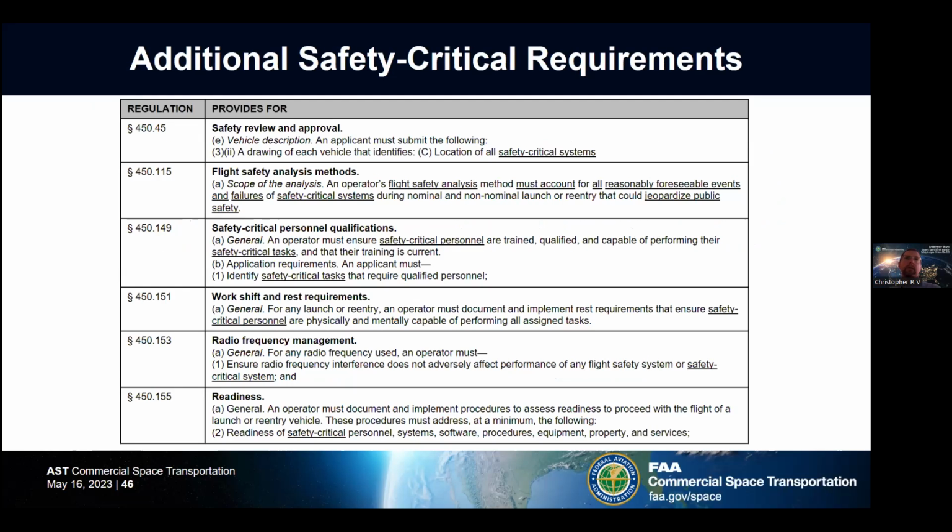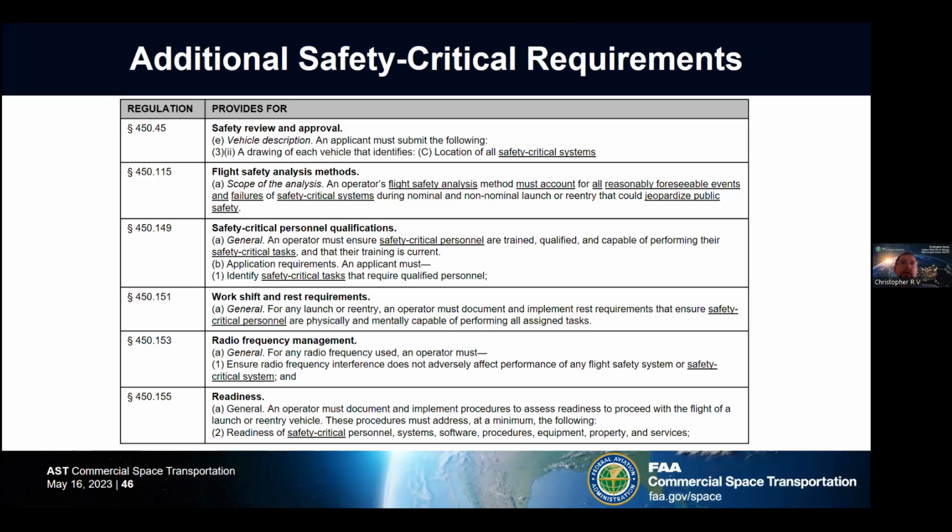Safety critical requirements include 450.45(e)(3)(ii), which calls out the location of all safety critical systems. 450.115, flight safety analysis methods. The scope of the analysis must account for all reasonably foreseeable events and failures of safety critical systems. 450.149, safety critical personnel requirements. Safety critical personnel must be identified, the tasks must be identified, and the safety critical personnel must be trained, qualified, and capable of performing those safety critical tasks.